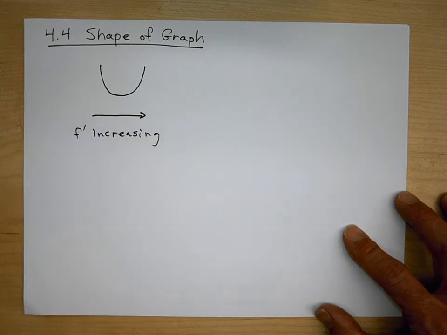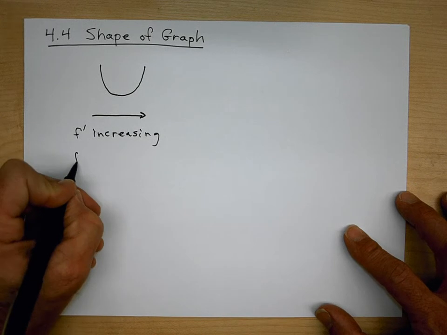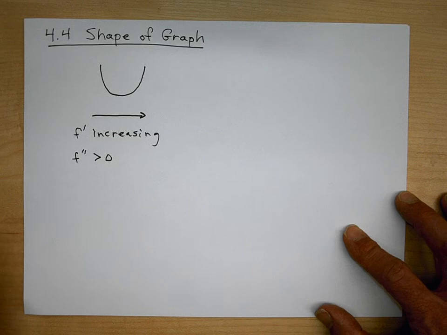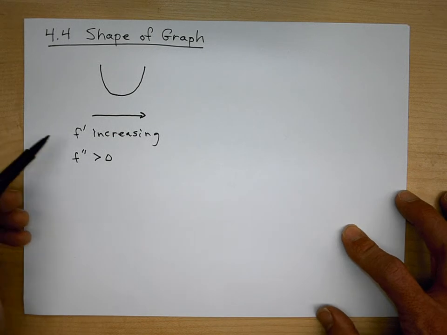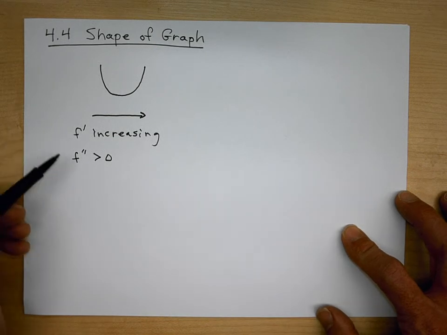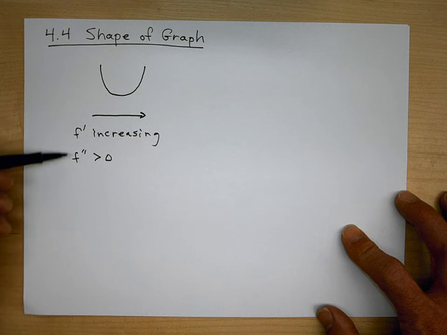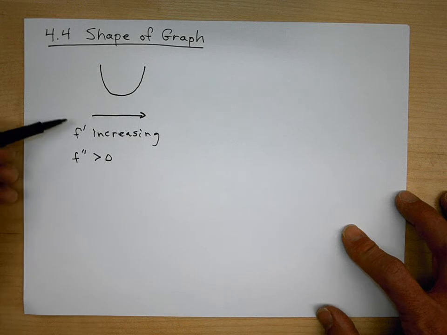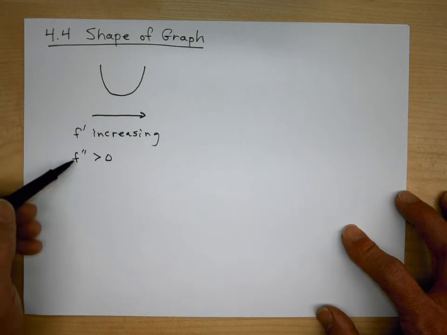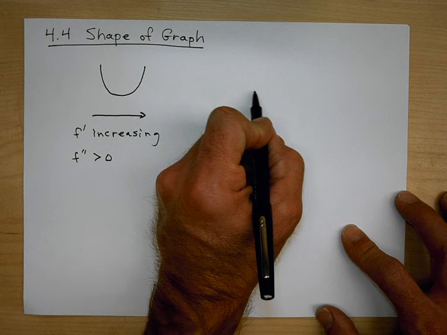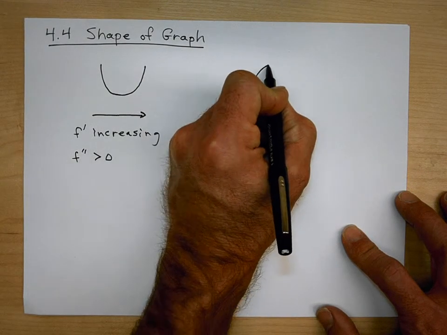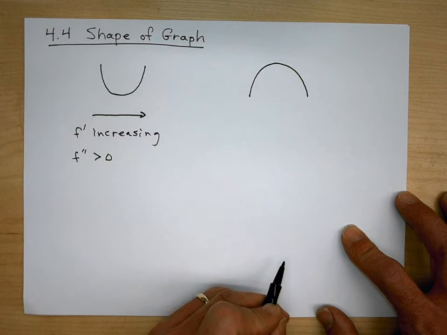So if the first derivative is increasing, that means that the second derivative is positive. That goes back to the idea that if a function is increasing, then its derivative is positive. There's the same relationship between the second derivative and the first derivative. Since the second derivative is the derivative of the first derivative, if the first derivative is increasing, the second derivative is positive. Likewise, if the first derivative was decreasing, we had a shape like this, right?